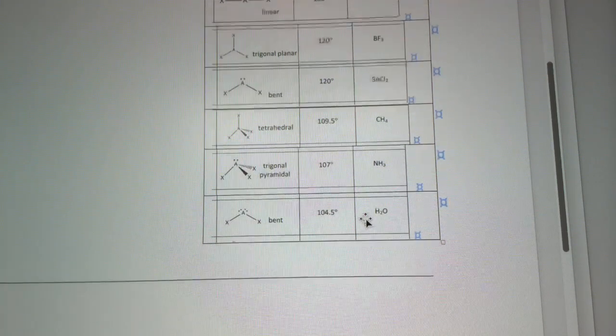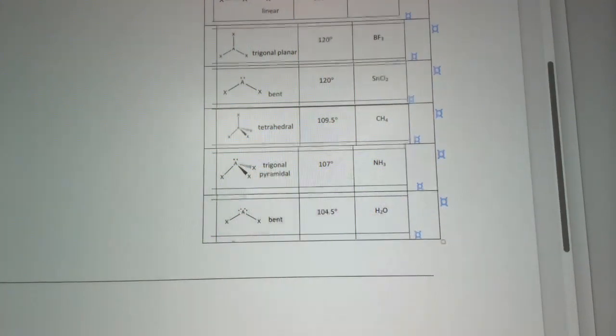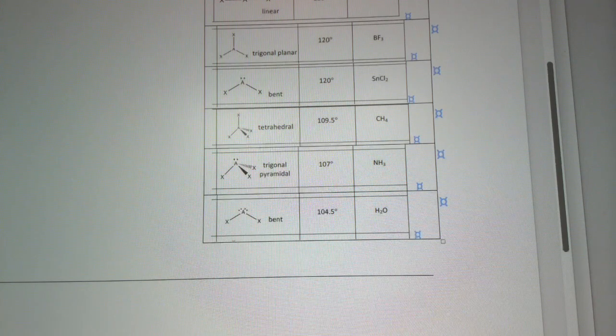Then we have ammonia. Ammonia has one lone pair here and 3 bonds, so that would be trigonal pyramidal. And then water basically would be bent.